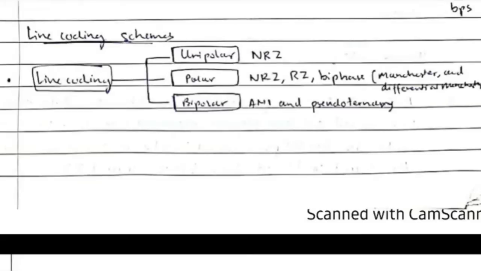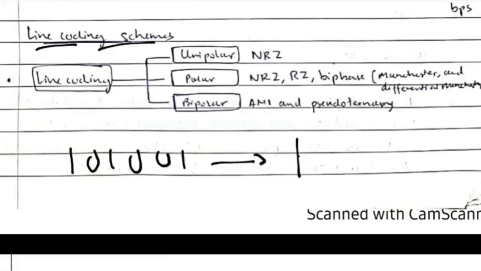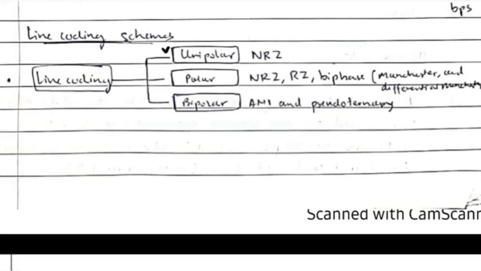Okay, let's discuss line coding schemes. That means digital data will be given, and we have to make a digital signal out of it. You have to draw a digital signal out of it. Let's see how to do that. There are 3 ways: unipolar, polar and bipolar. Let's discuss each of these one by one.